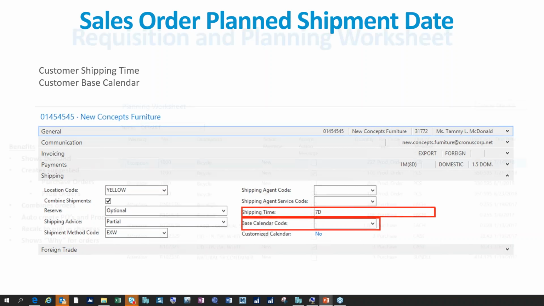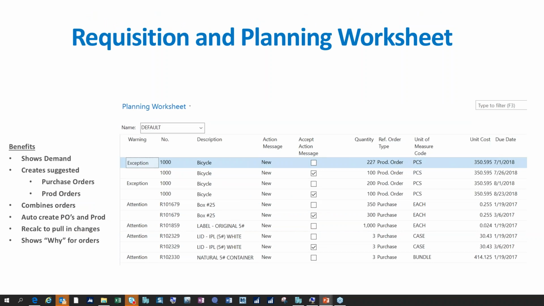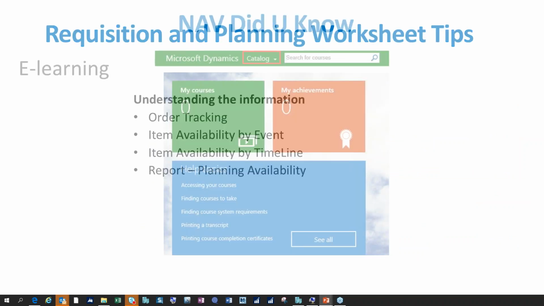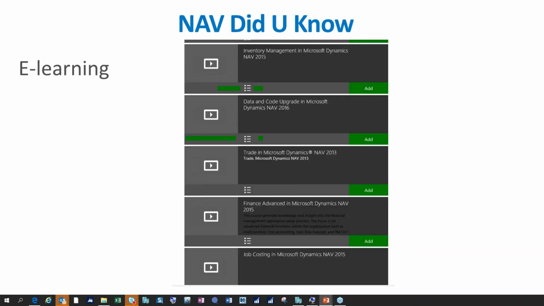The Requisition Planning Worksheet: I want to talk about leveraging order tracking off the ribbon and running item availability by event. That will show you some good information. I also wanted to show you the e-learning that's available on CustomerSource. Leverage that. I think it's a forgotten piece.